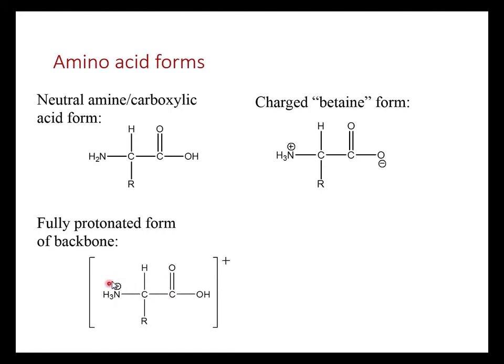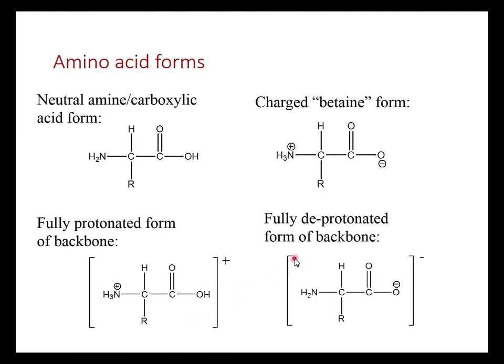Here you see that the amine is an ammonium, so it's the conjugate acid form of the amine group, and the carboxylic acid is in its most acidic form, so it's the conjugate acid rather than the conjugate base form that would be given by this carboxylate ion over here. That's the fully protonated form because every acid or base group is in the acidic form, the weak acid or conjugate acid form.